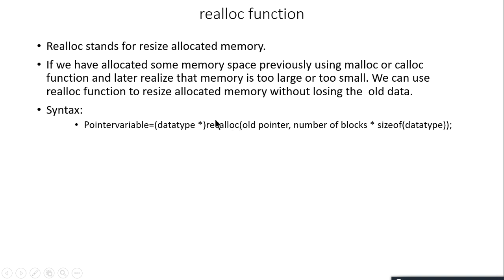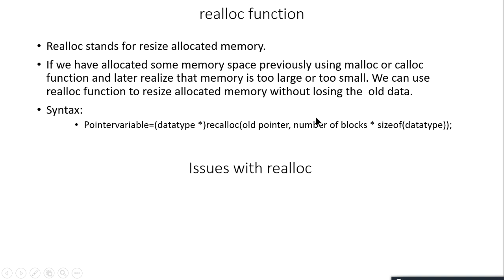This calloc should not be here, so it is realloc, and one extra parameter is passed to this realloc function, which represents the old pointer. This is my old pointer, which has, let's say, 5 blocks. Now I want to add 4 more blocks to it. So these are the old blocks and these are the new blocks that I want to add, and their starting address will be returned back to the pointer variable.